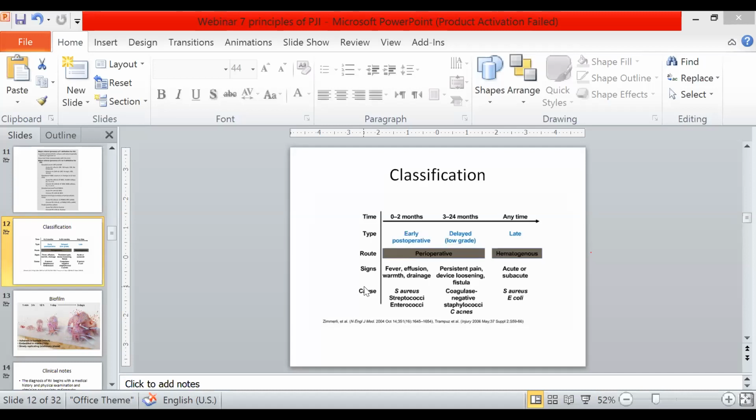Hematogenous infection is almost always late. It can occur anytime, but later than 2 months. In the perioperative period, within 1 or 2 years, it is a delayed or low-grade infection, which is called a chronic infection. So you have the acute within 2 months, the chronic within 1 to 2 years, and the hematogenous occurring at any time later than 2 months, which is called acute or chronic, as we see in the literature. Still, in the ICM, there is no definitive classification for it.